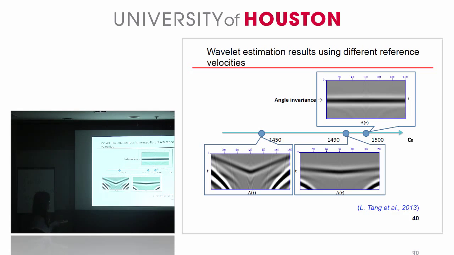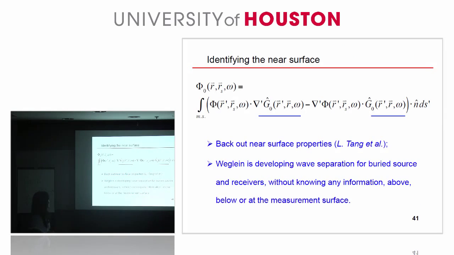So based on this result, we can use this invariance to back out the near surface properties. And here he just considers a homogeneous reference media. I would like to extend this idea to back out the near surface properties with lateral variance. And the second way we are approaching now is that Dr. Wegner is developing wave separation for buried sources and receivers without knowing any information above, below, or at the environment surface.